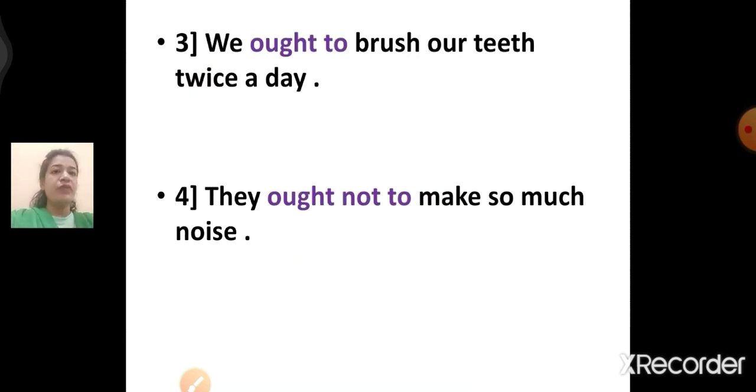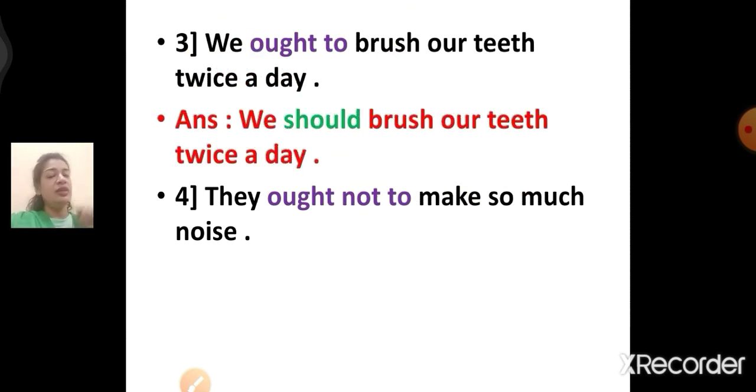Now see the third one. We ought to brush our teeth twice a day. In the question, we are going to change into should. We should brush our teeth twice a day.